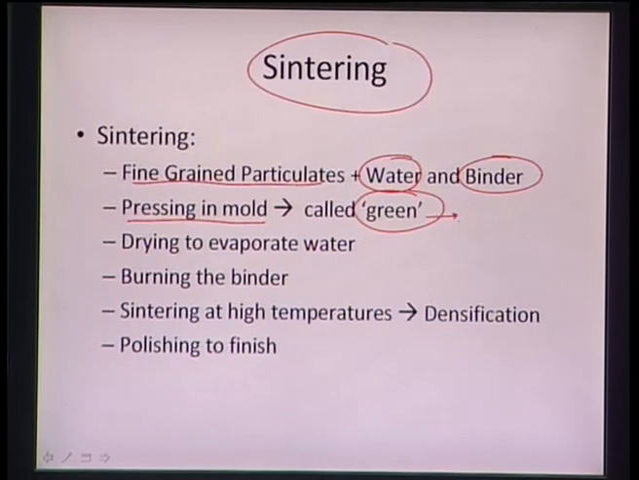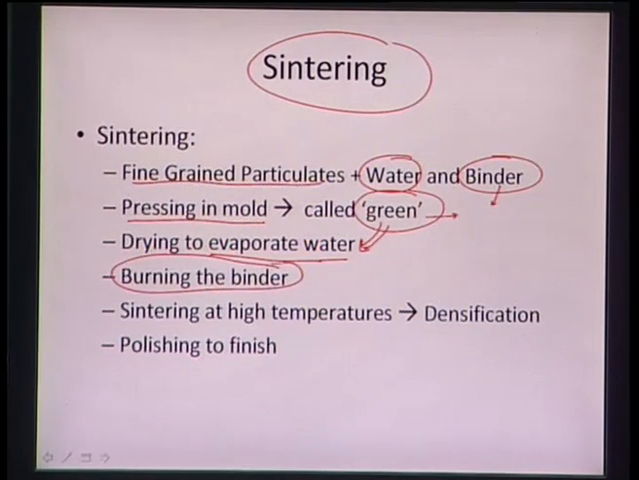Again, it will have certain porosity in it, and then we take this particular green and heat treat it, so that the first step is that we evaporate water from it. Once we have evaporated the water, there is still some binder remaining therein. So we have a green, a pressed component, which will also have certain porosity in it. First, we evaporate the water, and then we heat it to a further higher temperature, and that basically burns the binder.